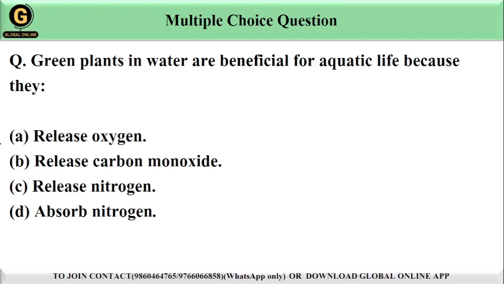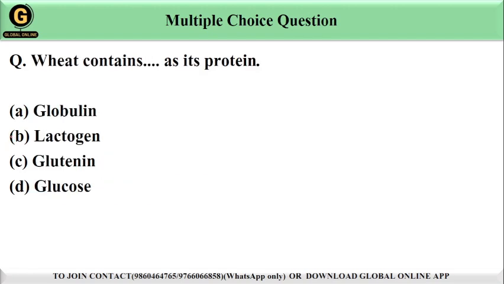Let's move to the next question. Green plants in water are beneficial for aquatic life because they, option A, release oxygen, release carbon monoxide, release nitrogen, and absorb nitrogen. The correct answer will be option A, release oxygen, because green plants in water like algae and aquatic plants undergo photosynthesis, releasing oxygen as a byproduct. This oxygen is essential for the survival of aquatic animals, helping them to breathe and live in the water. So the correct option is option A, release oxygen.